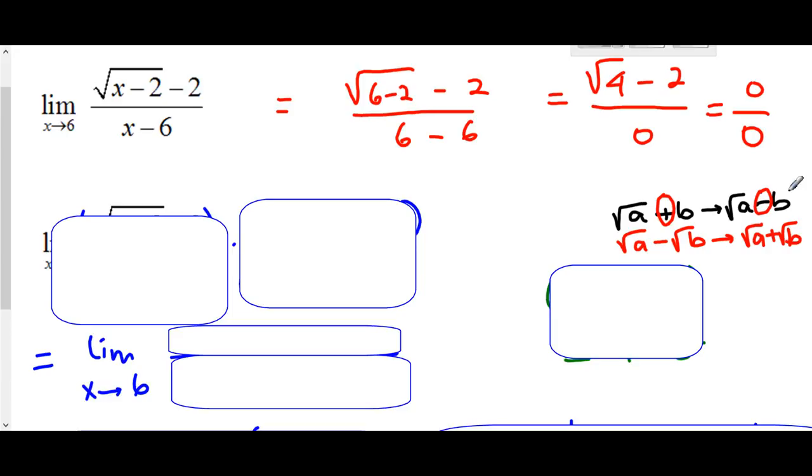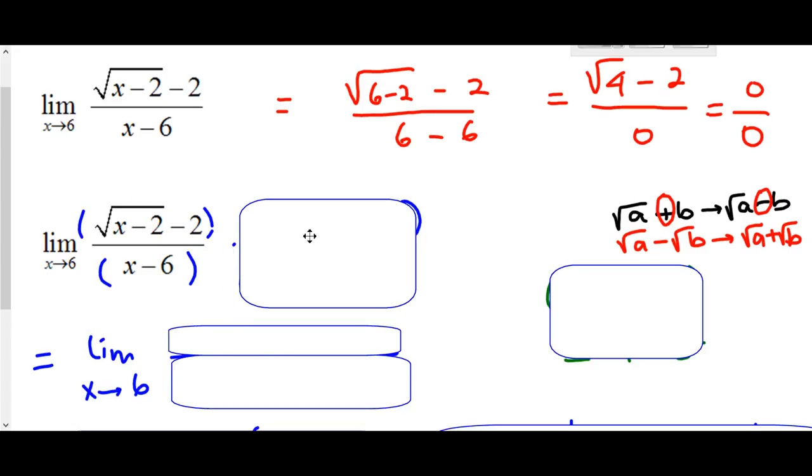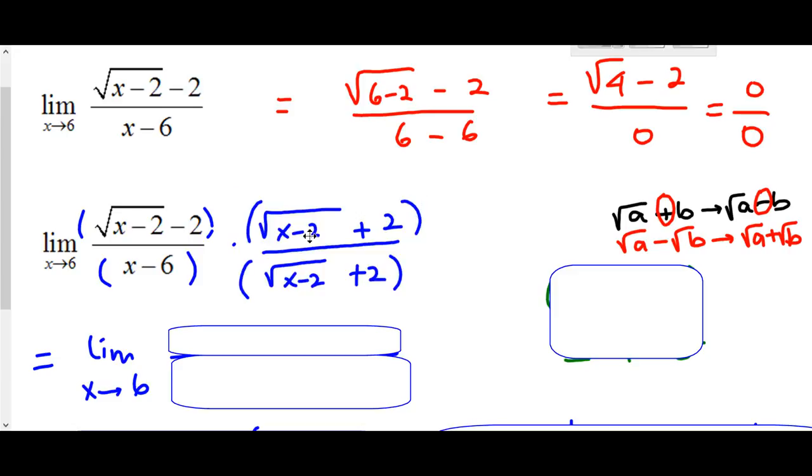Now that you have that hint, it may be a good idea for you to try to finish the problem, and please come back to check the solution. So I'm going to multiply the top and bottom by the conjugate. Because I'm multiplying top and bottom by the same quantity, it's like multiplication by 1. It doesn't change the value of anything, but it's going to help us transform the numerator into a simpler expression.